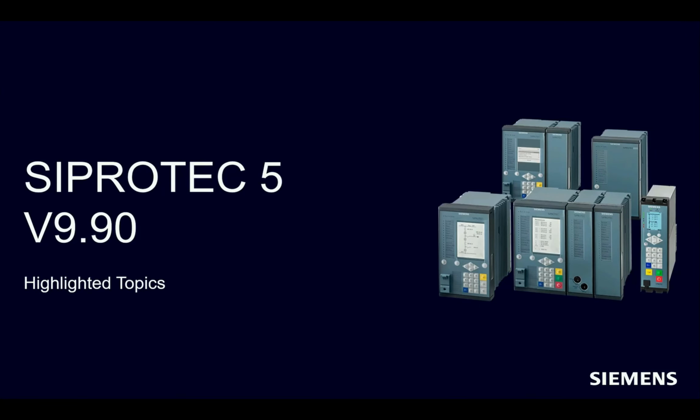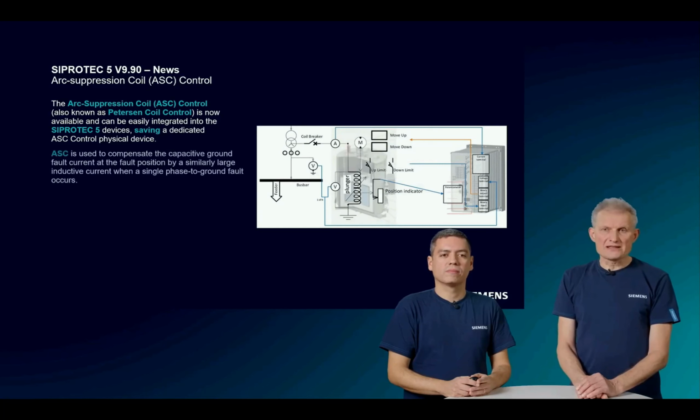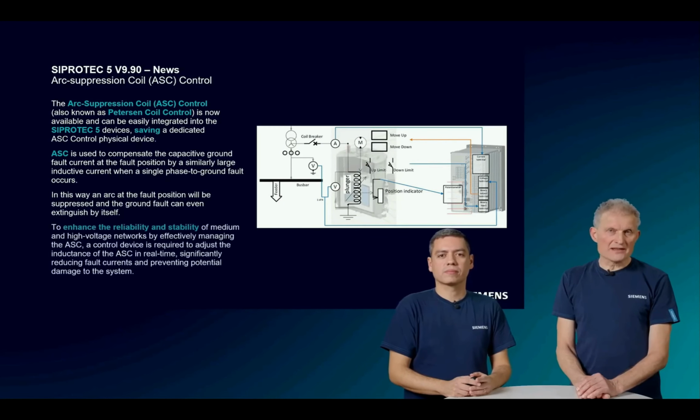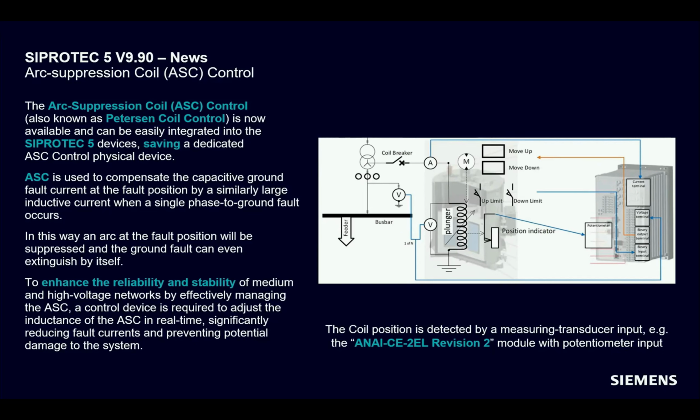Okay, I think the second part of this webinar will be the highlights. So let's start with the arc suppression coil control. It's now possible to integrate arc suppression coil control, or maybe better known as Petersen coil control, as an integrated function on the SIPROTEC 5 devices. This means an additional arc suppression coil control device is not needed anymore.